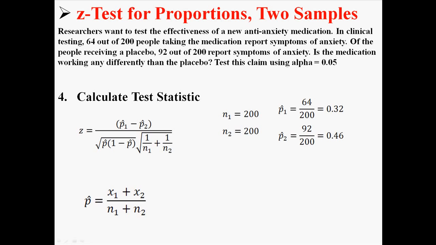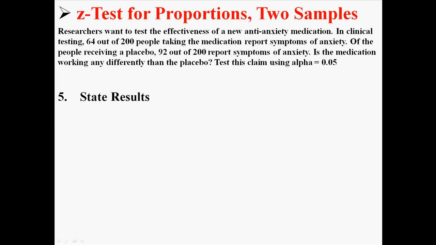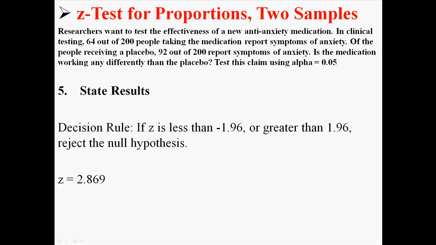Basically, we're going to average those two proportions using this equation. And when we do that, we find out that p hat is 0.39. So I'm going to put that up here. And now we have the 5 different pieces that go into the equation for calculating z. So I'm just going to go ahead and put those things in there. And when we calculate z, we get a z of 2.869.